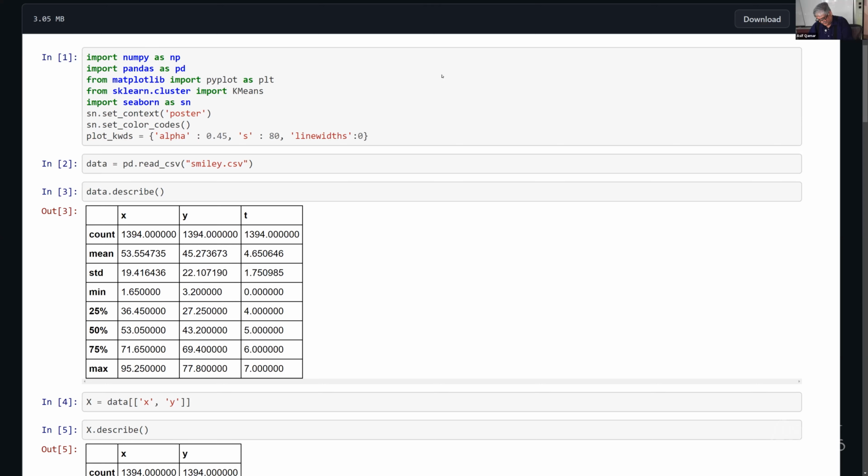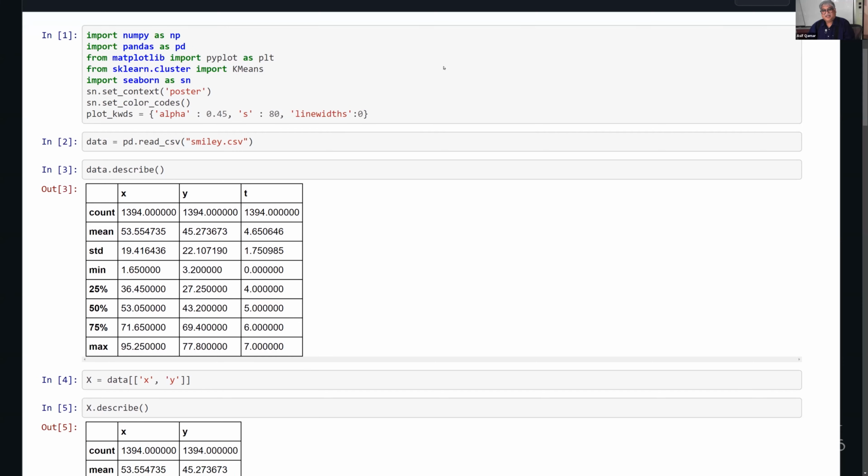Today, we are going to look at one data set, which I've deliberately crafted because it's hard for some algorithms. We will first analyze this data set using K-means clustering, and then we'll use DBSCAN.